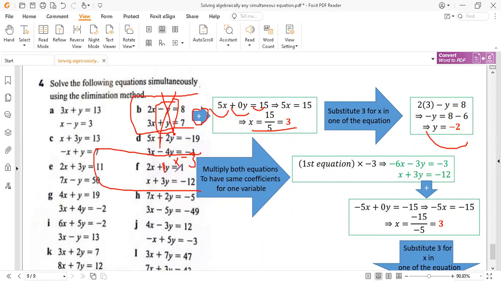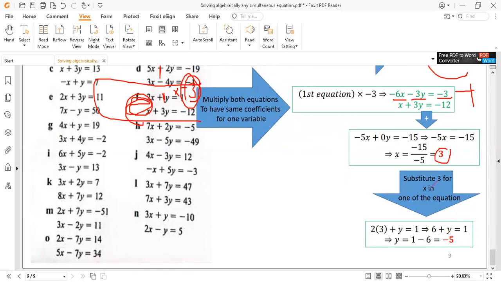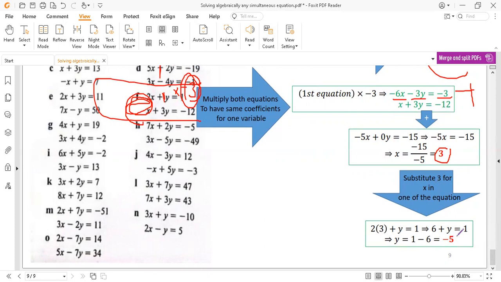If we multiply the first one by 3, we will obtain 3y here and 3y there, so we would have to subtract the two equations. To avoid any mistake by subtracting, we multiply by the same coefficient with the opposite sign to add these two equations. So we see clearly -6x minus 3y equal to -3. We add them, we obtain the value of one variable, and we substitute it in one of the equations to obtain the value of the second variable.